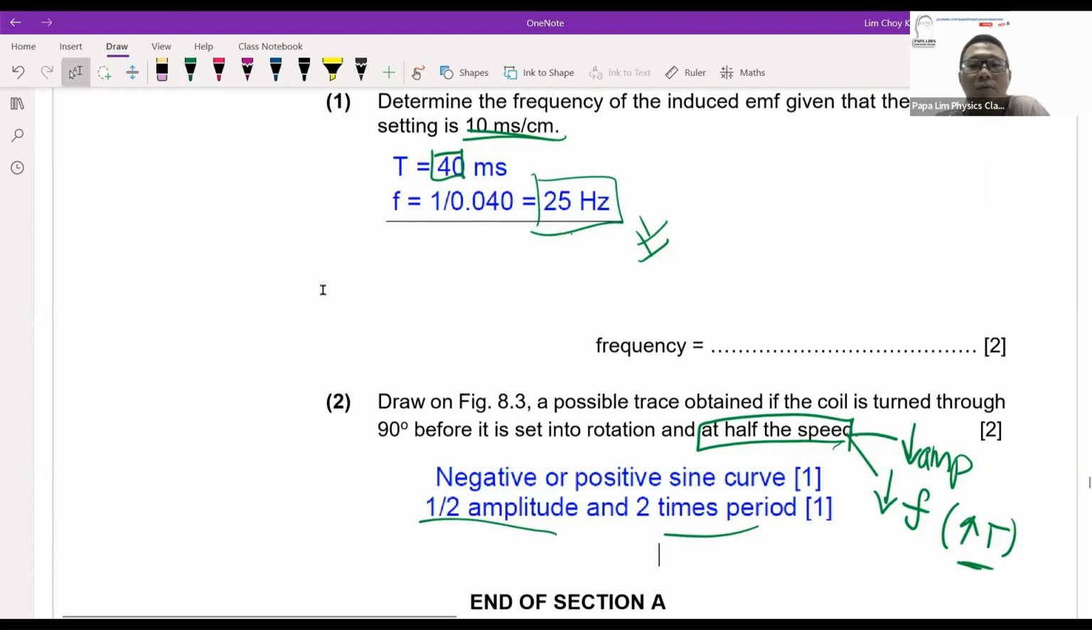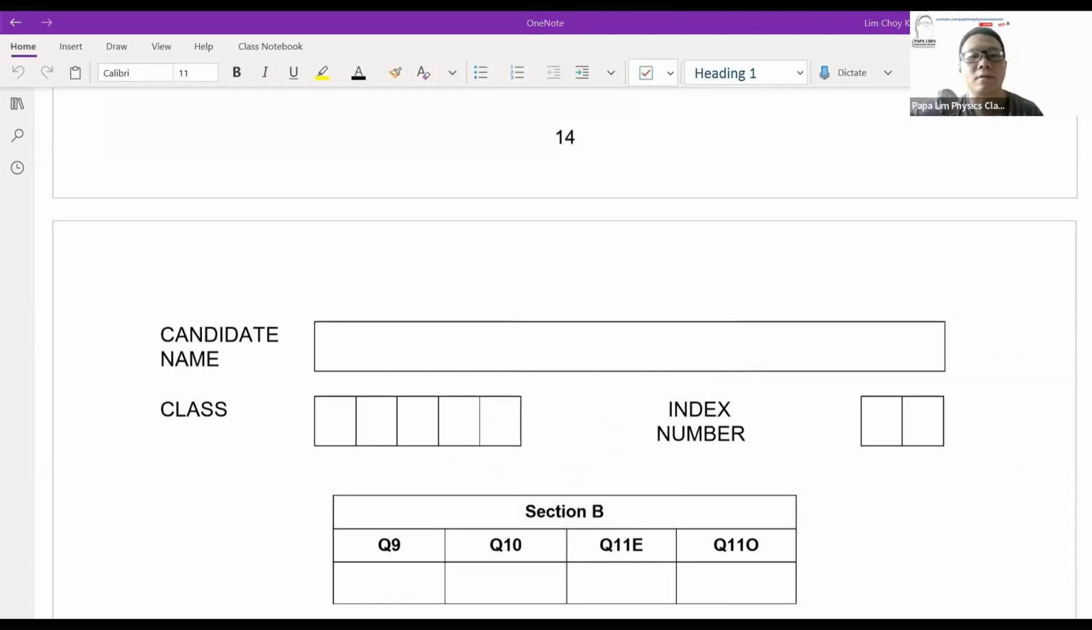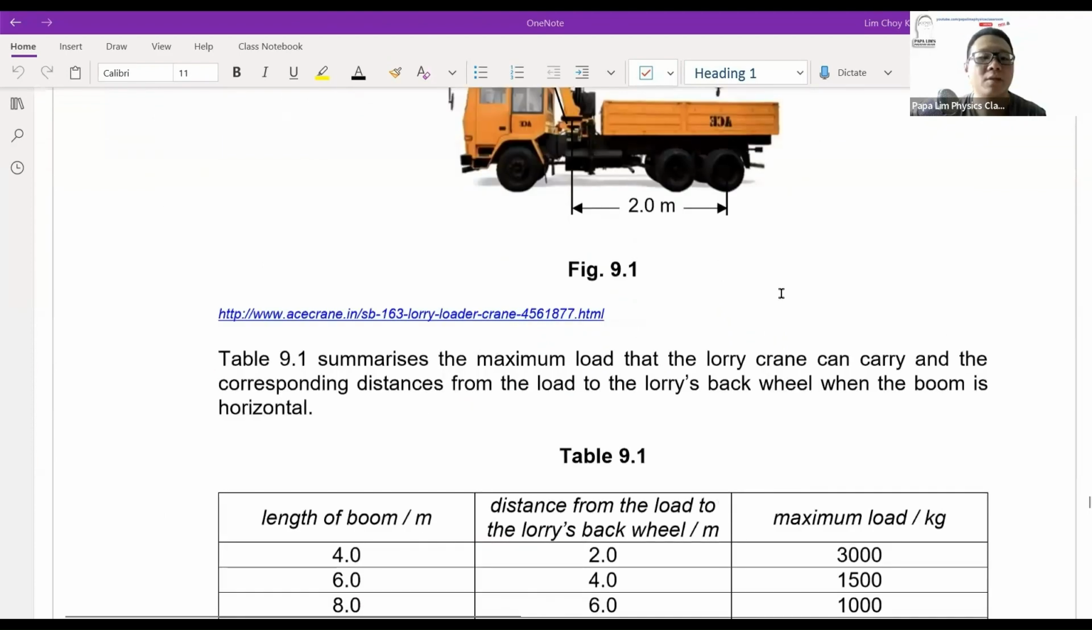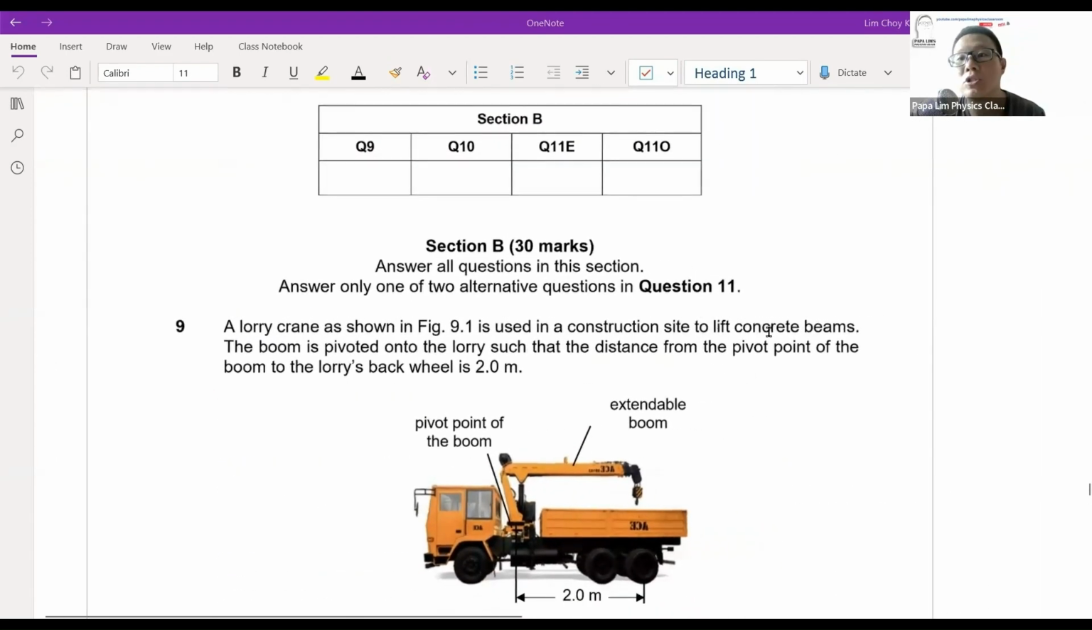Now with this, this will come to the end of section A. Now let's move on to section B. Now section B, question 9. Question 9 is an interesting question. It has a lot of information.